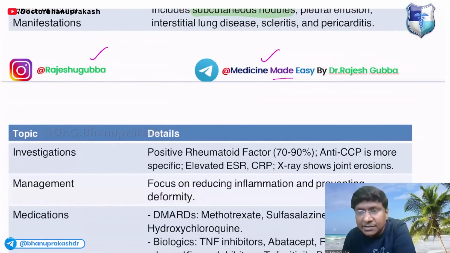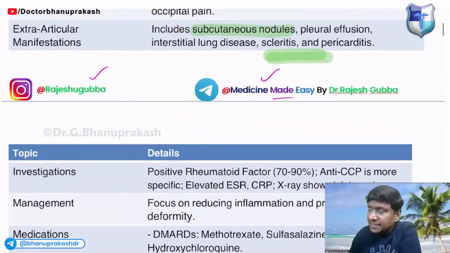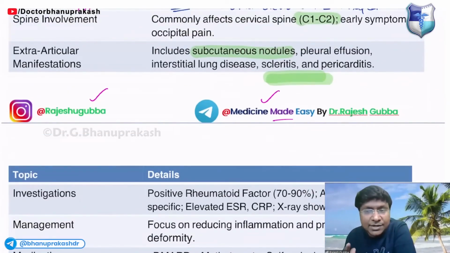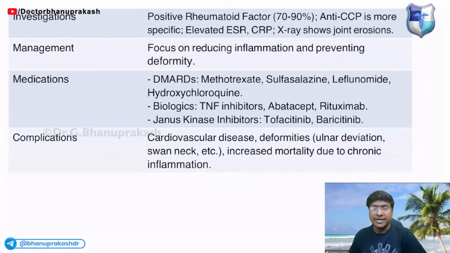Lung involvement can be there in the form of pleural effusion and interstitial lung disease, and the eye involvement can be there in the form of scleritis, and cardiac involvement can be there in the form of pericarditis. So please remember, in case of rheumatoid arthritis, it is not only articular, there will also be extra-articular manifestations as well. Then how will you do the workup in patients with rheumatoid arthritis?